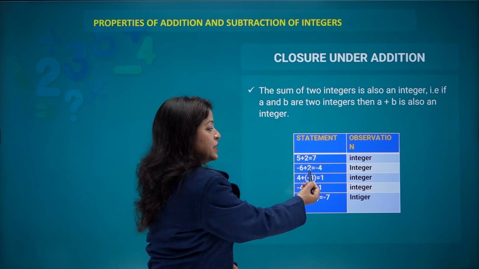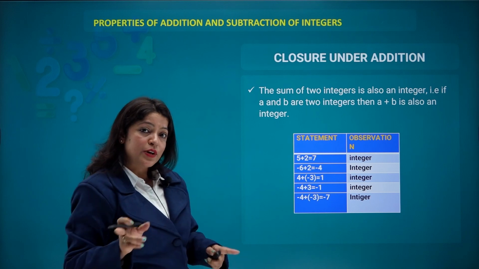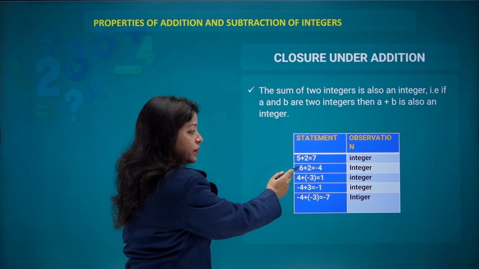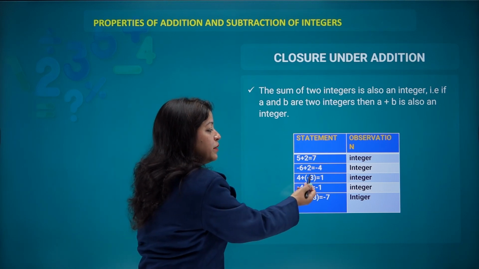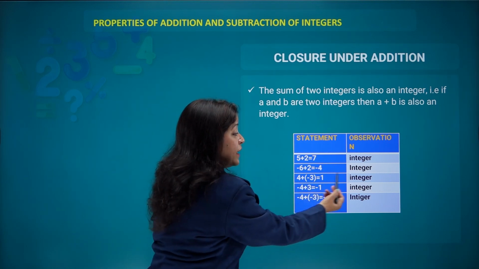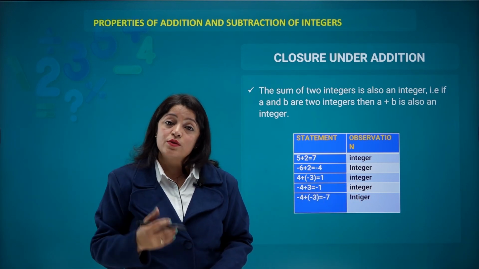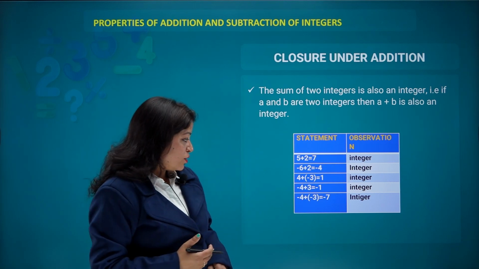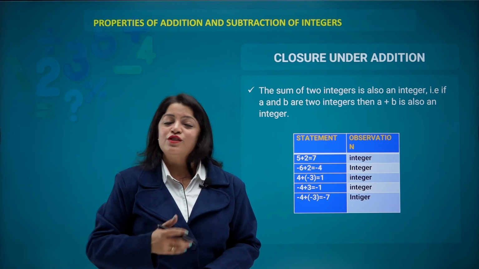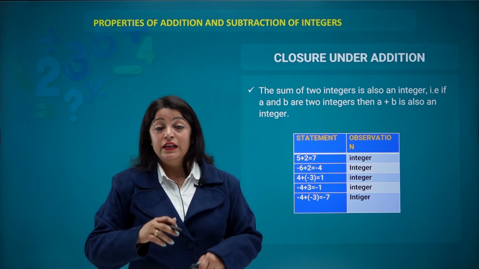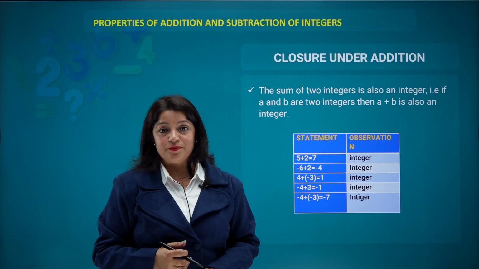Similarly, minus 6 plus 2, the result is minus 4. Look here, they are opposite in sign, so they get subtracted and we put the sign of the bigger number. So the result is minus 4 and it is also an integer. Similarly, 4 and minus 3, the result is 1 and 1 is also an integer. Minus 4 plus 3, the result minus 1 is also an integer. And also minus 4 plus minus 3, the result minus 7 is also an integer. So we can simply say that it is closed under addition.